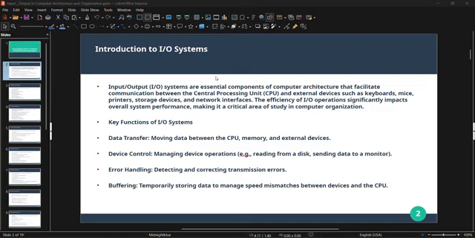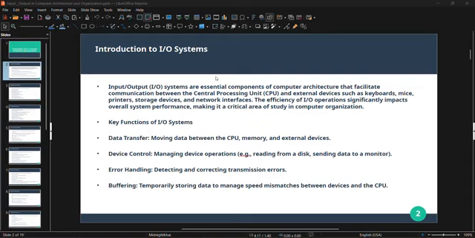All right, so this is Group Six presentation, or presentation of Group Six. We are presenting on input output in computer architecture and organization. So in this video, we are going to present and discuss input output in computer architecture and organization. So let's get right into it.